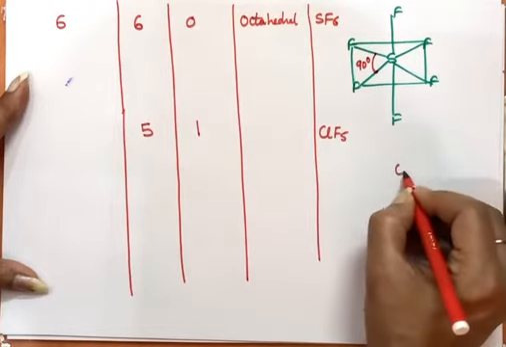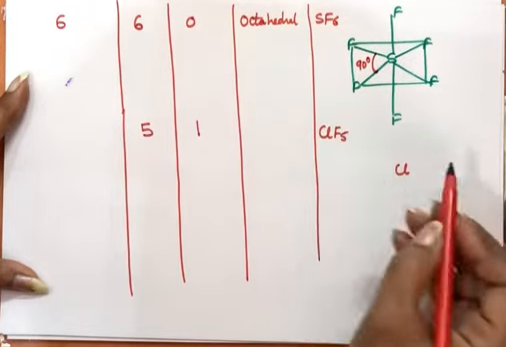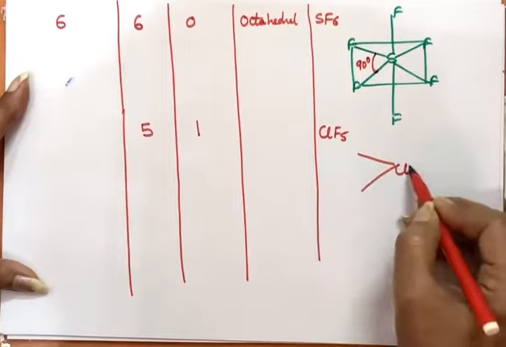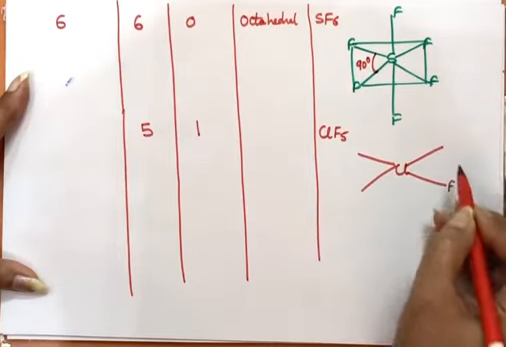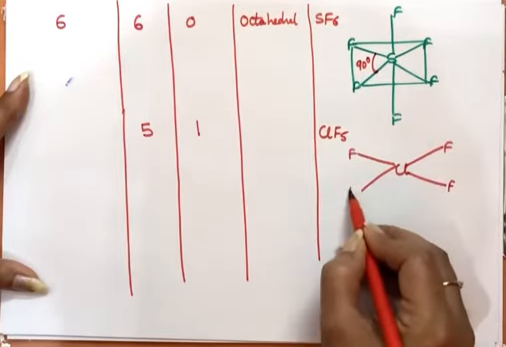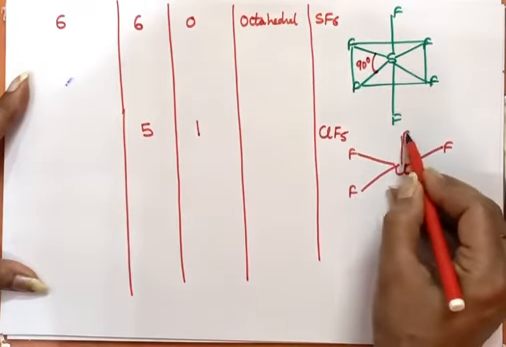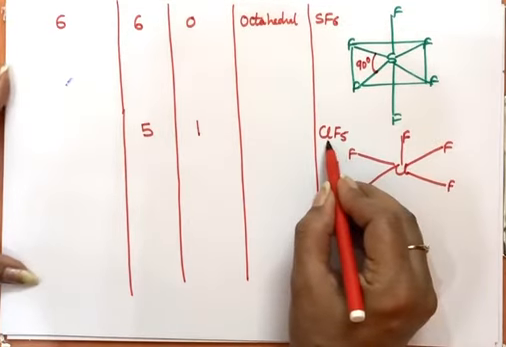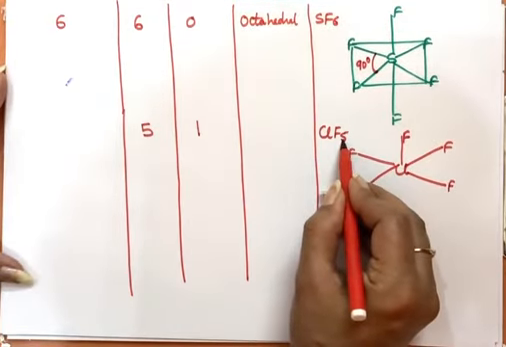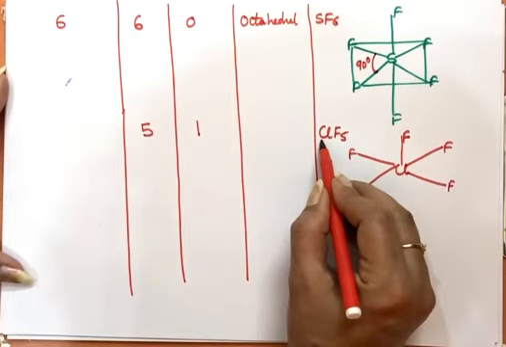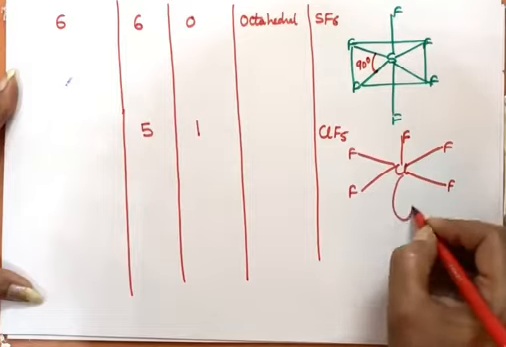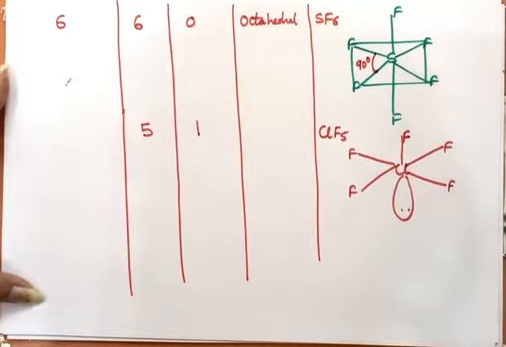Cl has 7 electrons in its last shell. It is using 5 electrons to combine with the fluorine: 4 towards the corners of a square, 1 let's say above the plane. Out of the 7 electrons with Cl, 5 are used with fluorine. So 2 electrons are left, that means 1 lone pair, that can be above the plane or below the plane, like this.